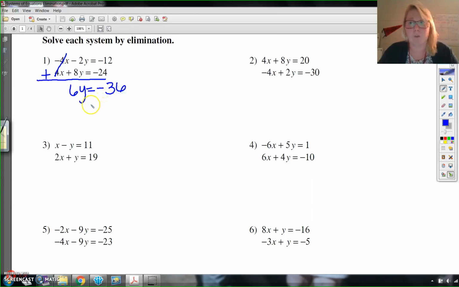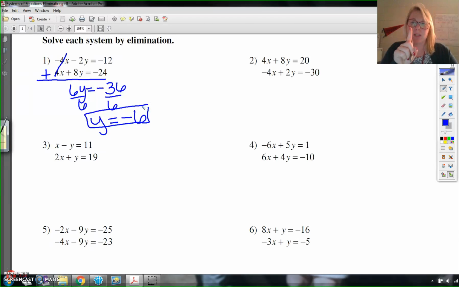Now, I solve for y. Divide by 6, divide by 6. y equals, guess what? Negative 6. Now I know what y is, but in order to get a solution to a system, what do I need? I need an x and a y. So now, pick either equation. It doesn't really matter. I'm just going to pick the first one, just because it's first. Or you can pick the second, because it doesn't have any negatives. Whichever one you want. So I'm going to just pick the first.